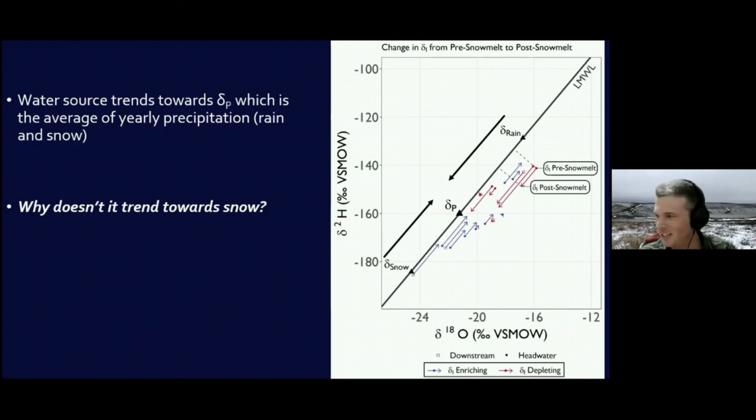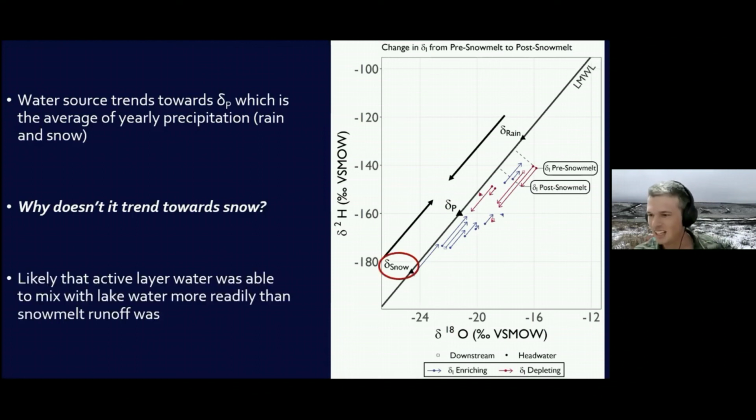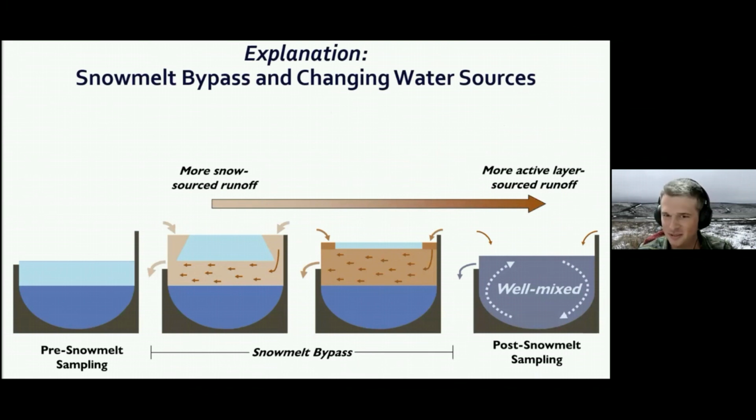Why would it do that when we've just had a big snowmelt runoff event? All of the snow for the whole year has just flowed into these lakes, we thought. Why wouldn't it trend towards snow? It's likely a mixture of soil water in the active layer and snowmelt runoff flowing into the lakes, and the properties of snowmelt bypass tend to favor active layer runoff going into the lakes. We have more snow-sourced runoff at the beginning of the year, and that is just flushed out of the lake. As the snowmelt runoff is occurring, it trends towards active layer-sourced water.